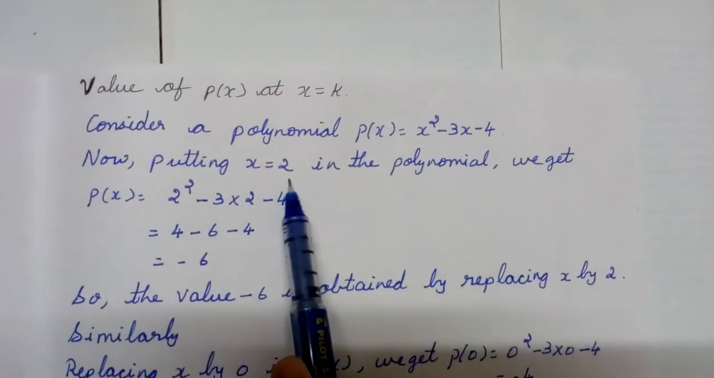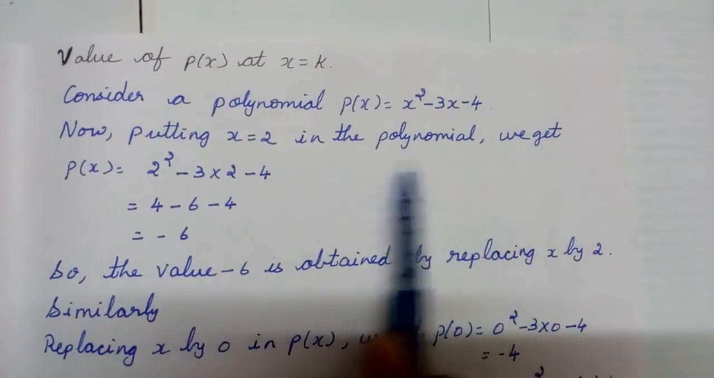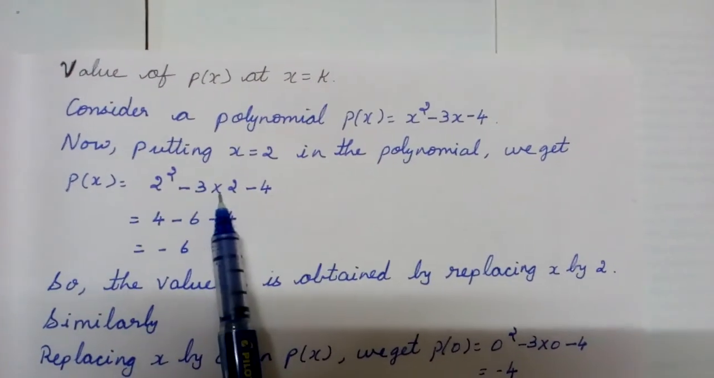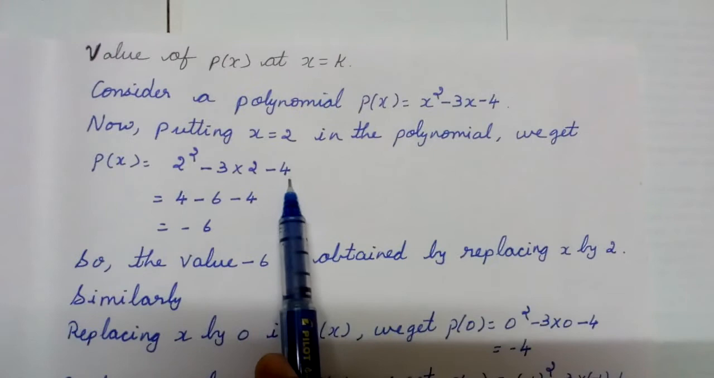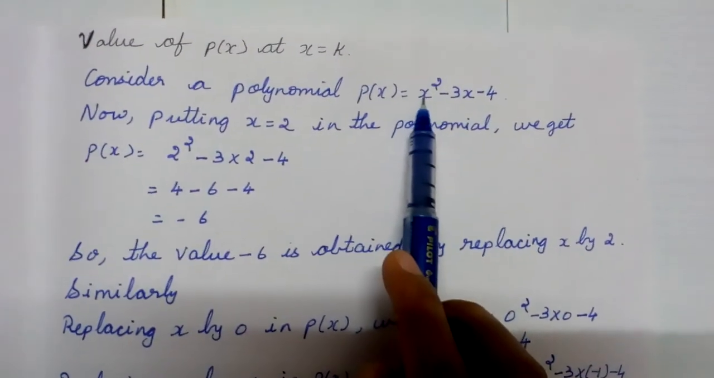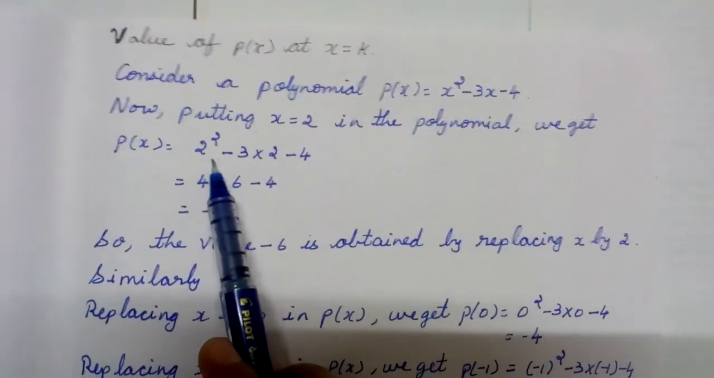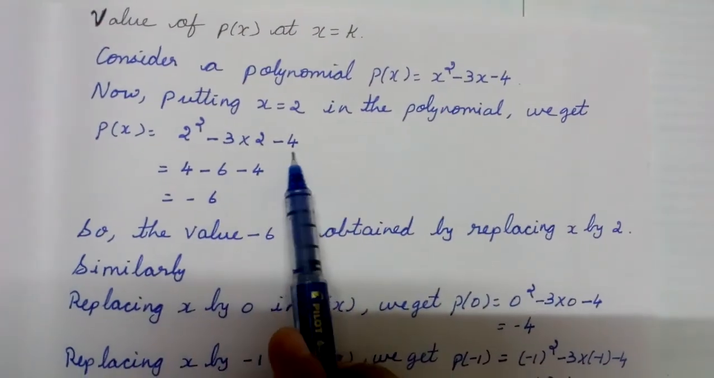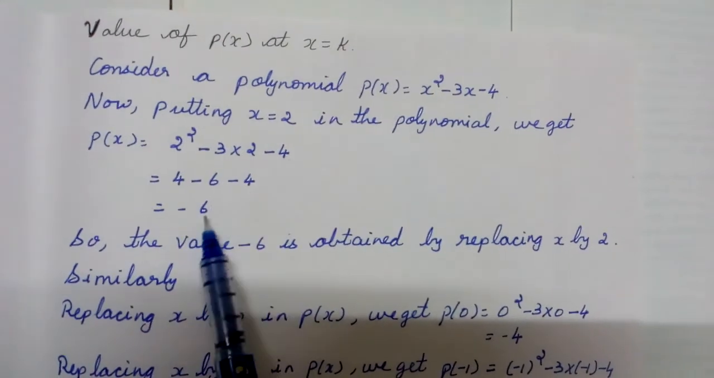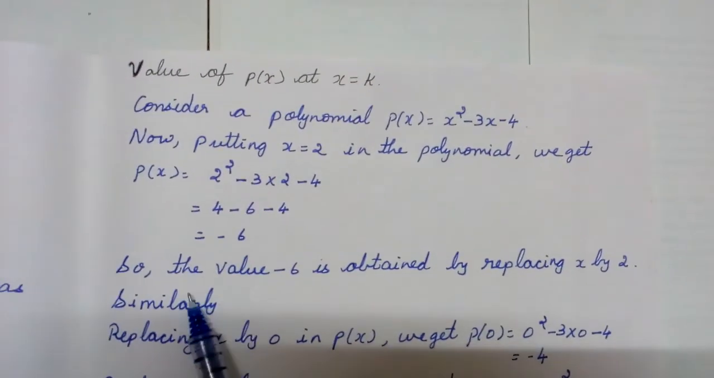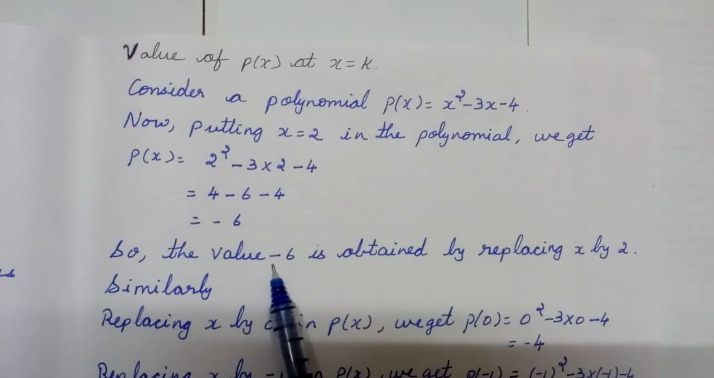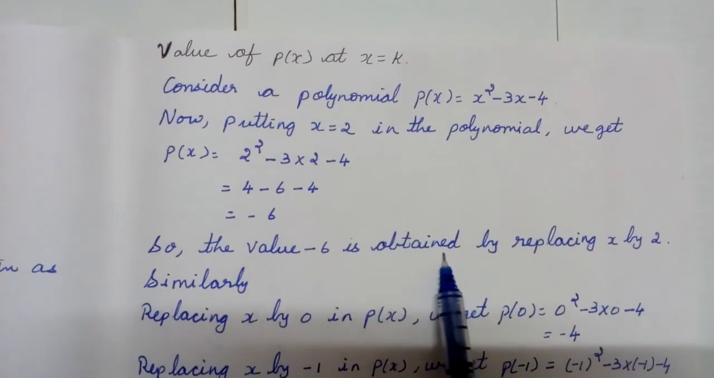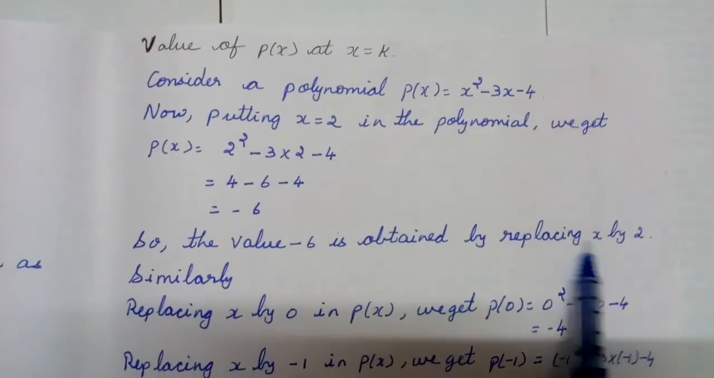Now when you put x is equal to 2 in the polynomial, we get p of 2 is equal to 2 square minus 3 into 2 minus 4. That is, in place of x in this polynomial, you are going to substitute 2. So what is 2 square? It is 4. Minus 3 2s are 6 minus 4. So when you simplify, you get minus 6. So the value of this polynomial is minus 6. How is it obtained? It is obtained by replacing x by 2.